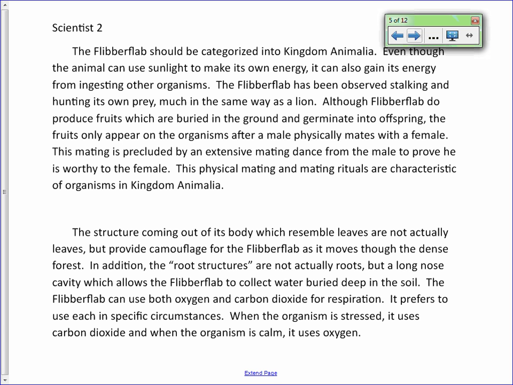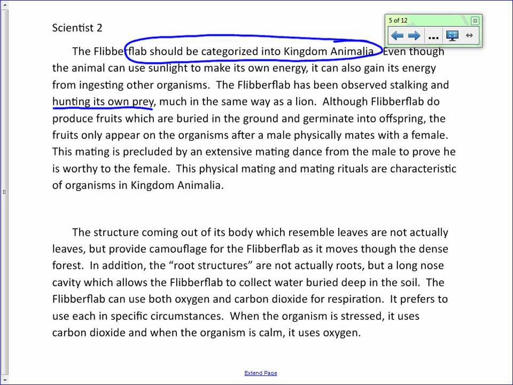First off, does anyone want to share with us what they think the hypothesis is here? What would you circle as you went along? Nice. Should be categorized as kingdom animalia as this guy's main point. So far we have scientist 1 saying it's a plant, scientist 2 says it's an animal. Have a piece of evidence for us? Yes. It says it hunts its prey. Hunts its prey. Excellent. Nice. All right. Not many plants hunt that I know of.